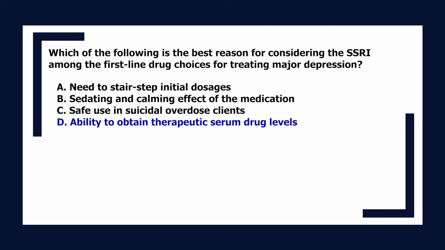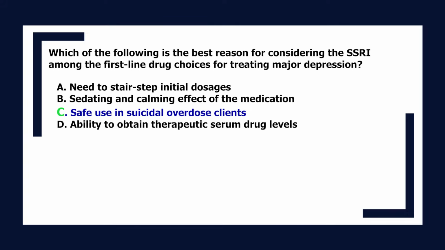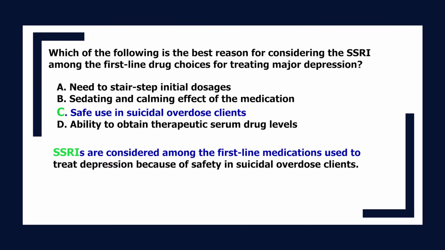The correct answer is C. Safe use in suicidal overdose clients. SSRIs are considered among the first-line medications used to treat depression because of safety in suicidal overdose clients.